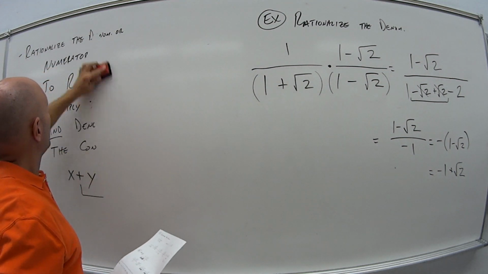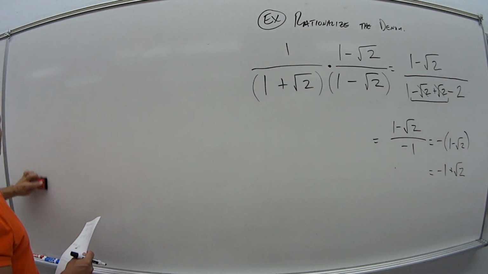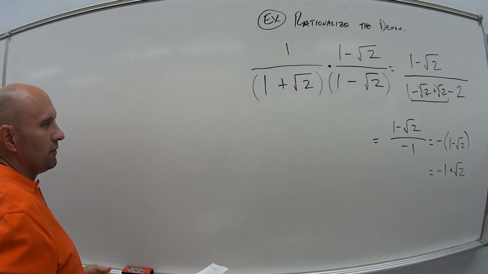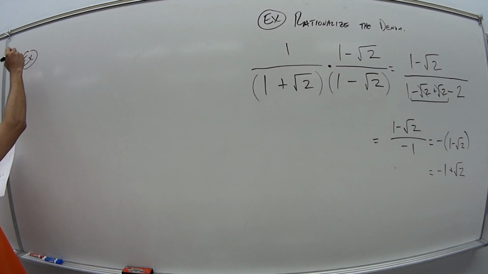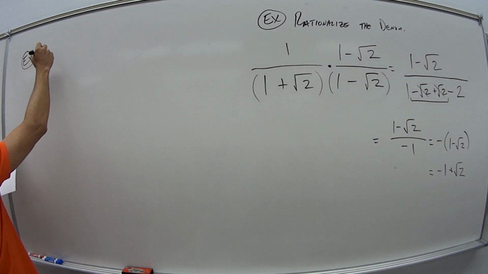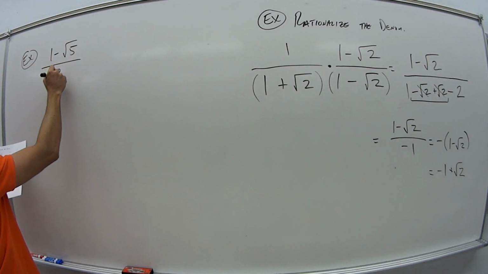Let's do one more example. And on this one, I guess go ahead and try and hit pause. See if you can work it through. Can you figure out what's the conjugate and then do the math on it? So for this example, this is 1 minus the square root of 5 all over 3.